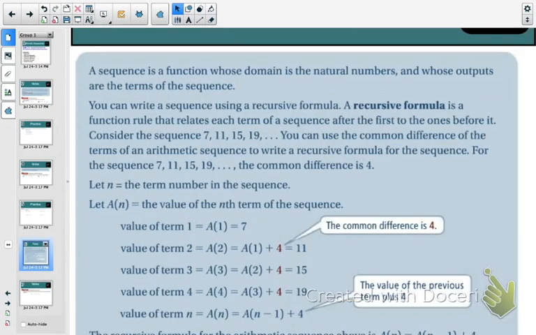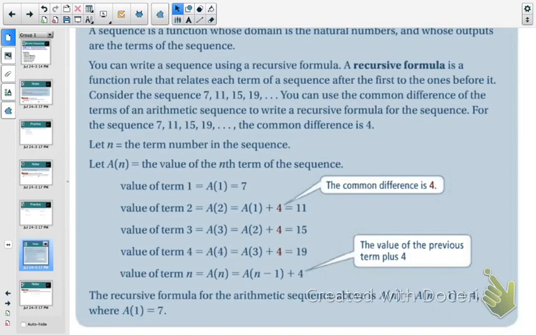Next. A sequence is a function whose domain is the natural numbers and whose outputs, or whose range, are the terms of the sequence. So n is going to be the term number. So n is the term number. a of n is the value of the term.